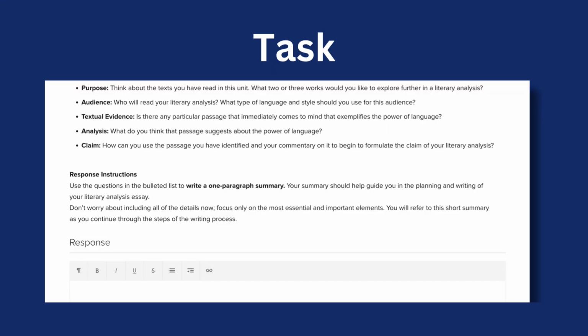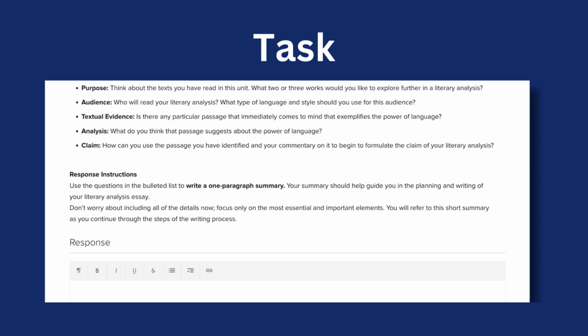And that brings us to your task for this lesson. You are going to start planning out your essay by writing a one paragraph response to the bullet point questions at the top of tab 3. Don't worry about getting too detailed at this stage. Just focus on the most essential details. You'll be referring to this summary as you continue working through the steps of the writing process.